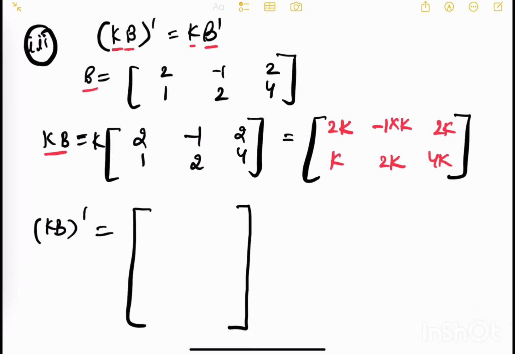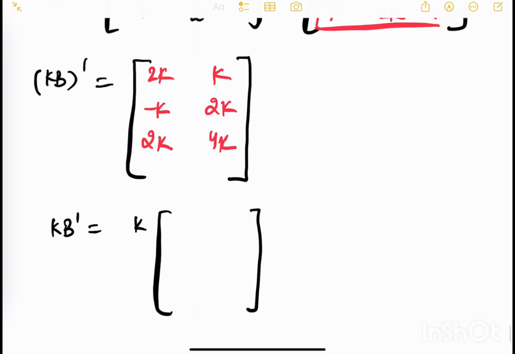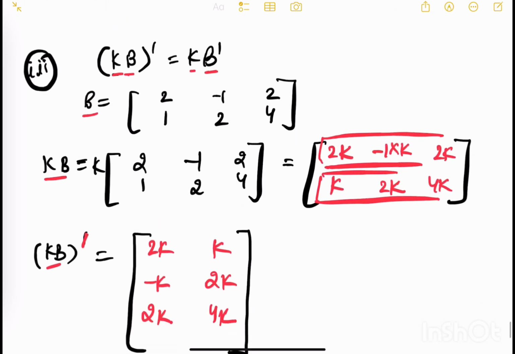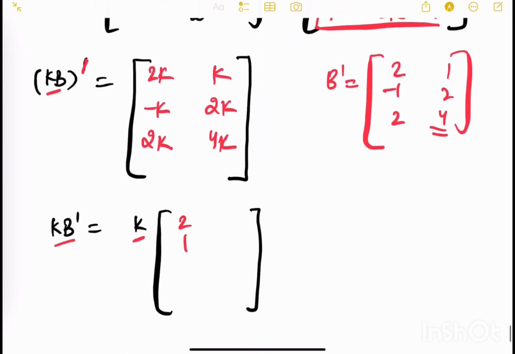Now, if I find the transpose of it, we know that the row will become my column. Like this is my second row. Okay, so this is my kB, and then the transpose of it. Now, what about kB dash? Now, this is my k. Now, what is my B dash here? I will just write it down here. It is nothing but my row becoming my column, and my second row, which is this, will become my second column. So this is my B dash.